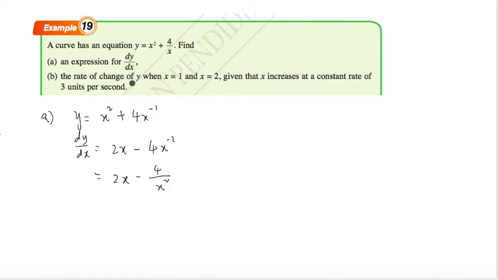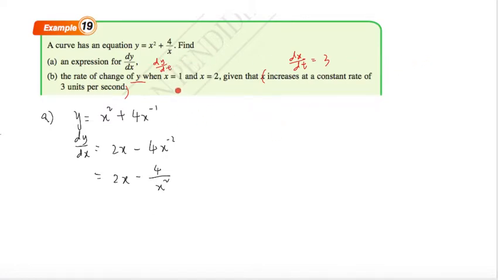Part B. The rate of change of y when x equals 1 and x equals 2, given that x increases at a constant rate of 3 units per second. That means x increases 3 units per second. This is dx/dt equals 3 units per second. Okay, x increases at a constant rate, so it's dx/dt. The question asks you to find the rate of change of y, which is dy/dt.